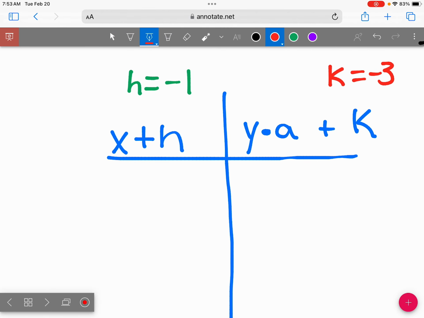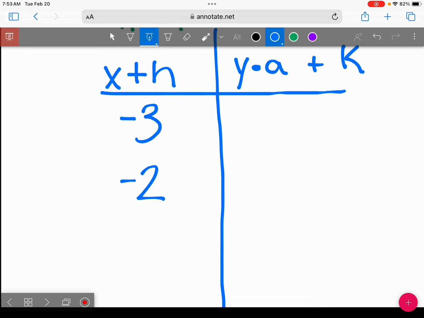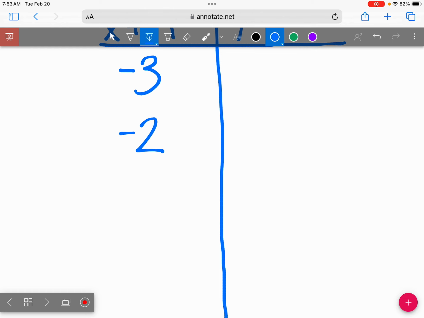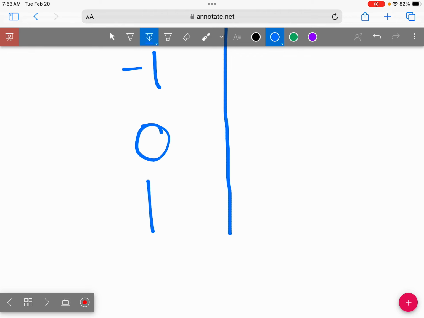So I'm taking my x values. I'm taking my -2, and I'm going to subtract another 1. So we're going to have -3. -1 minus 1 is -2. 0 minus 1 is -1. 1 minus 1 is 0, and 2 minus 1 is 1. These fractiony ones, we're going to need to be careful because they're not particularly pleasant.